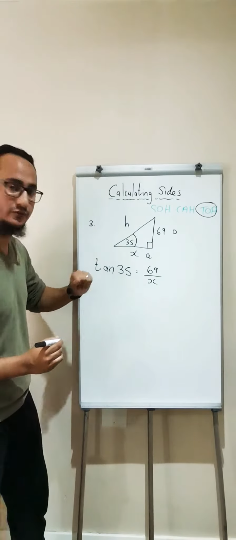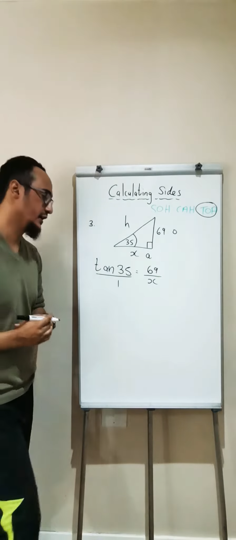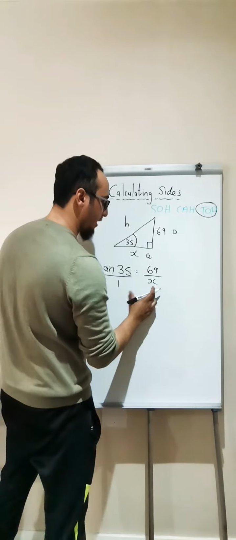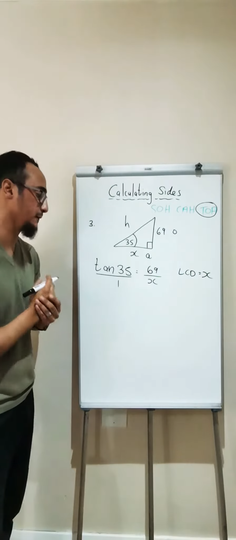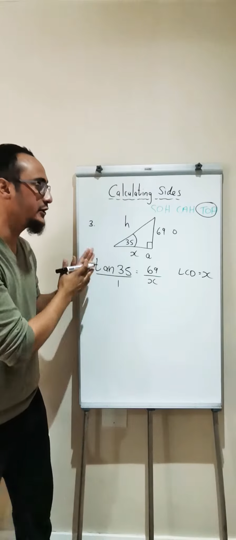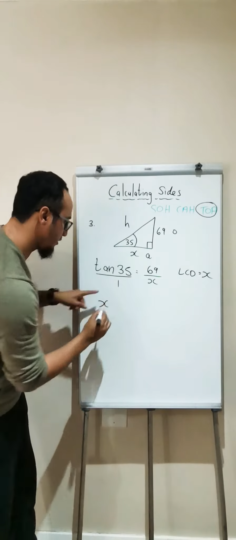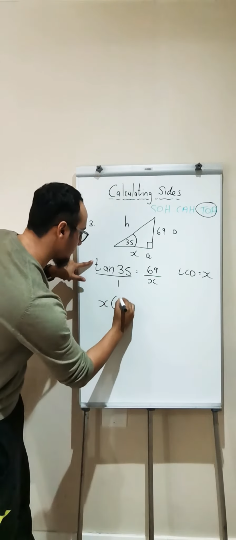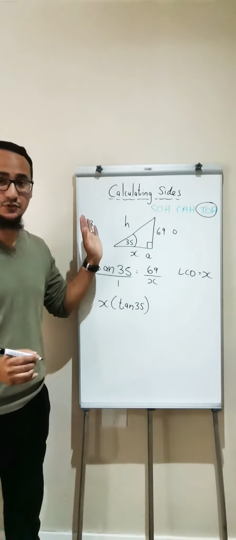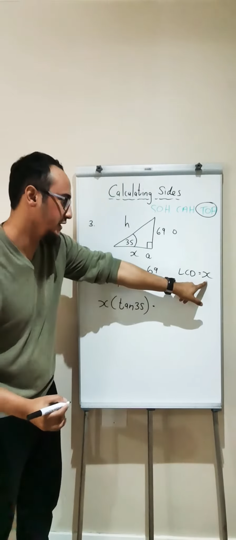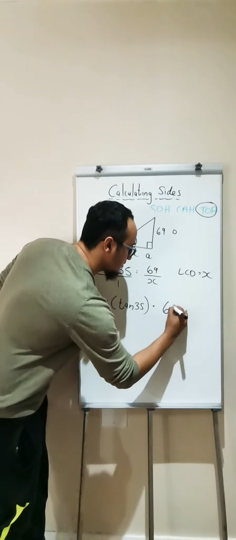What do I do with this over here? I make it also into a fraction, and then I look at my LCD. LCD of x and 1, or 1 and x, is equal to x. That's the first thing you need to know. Okay, now I go back to grade 8, grade 9 work. LCD divided by denominator is x multiplied by my numerator, and that is tan 35. Remember, I put it in brackets because brackets mean to multiply, is equal to LCD, x divided by x is 1. 1 multiplied by my numerator is equal to 69.